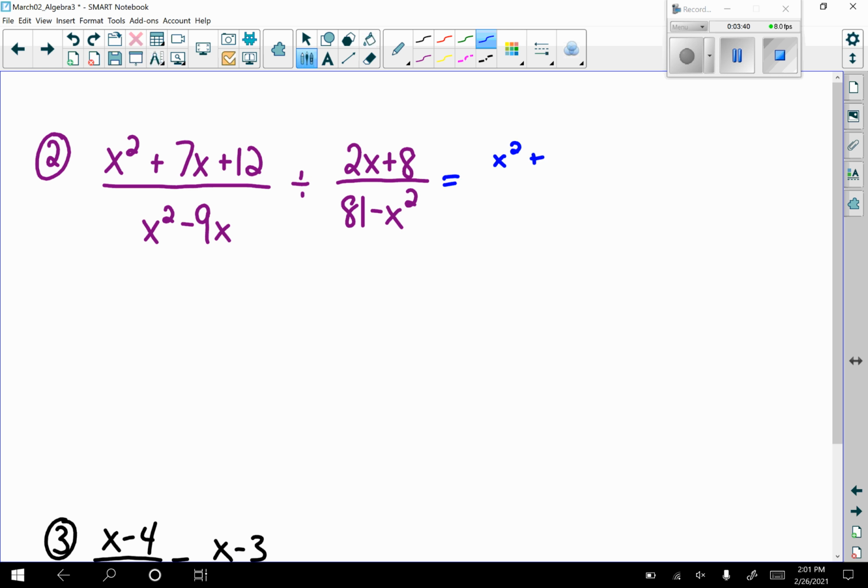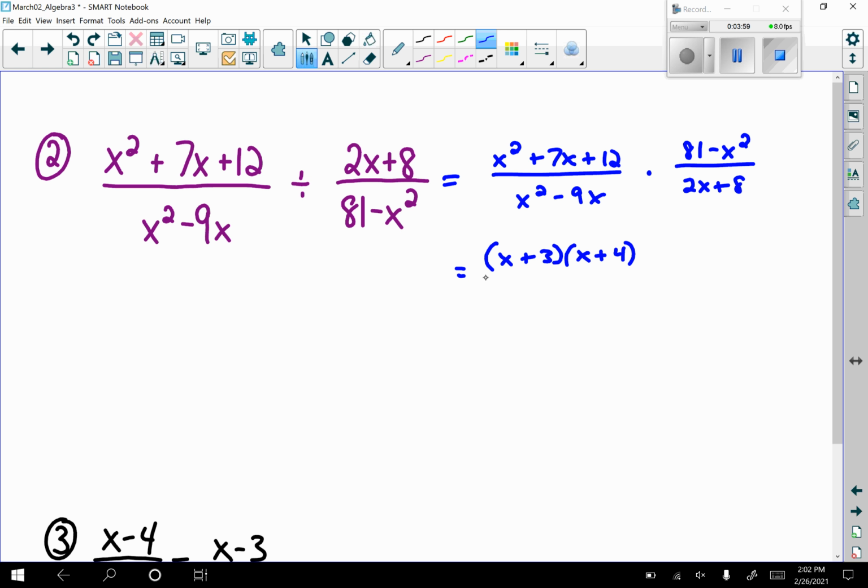So the first part is still x squared plus 7x plus 12 over x squared minus 9x, times the 81 minus x squared is now the numerator. 2x plus 8 is the denominator. So I'm going to factor the first numerator. Hopefully you find that this factors easy into an x plus 3 times the quantity x plus 4. Here we're going to factor out an x, so we have an x minus 9 left. 81 minus x squared, that is a difference of squares. The 9's are going to go first, so we're going to get a 9 minus an x, 9 plus x. And then 2x plus 8, GCF of 2, and an x plus 4 results.